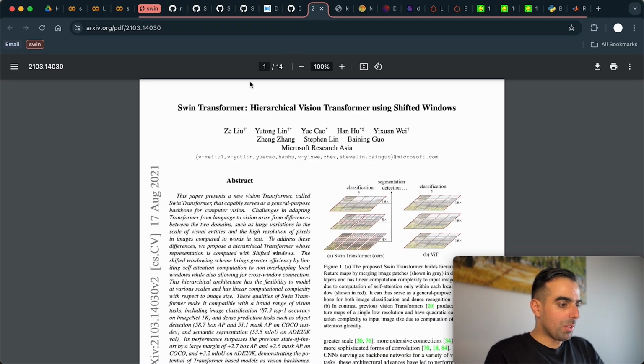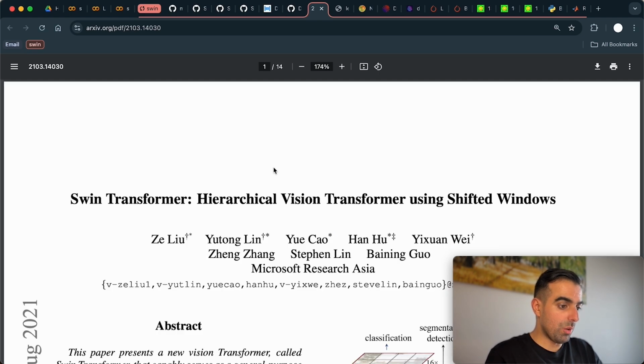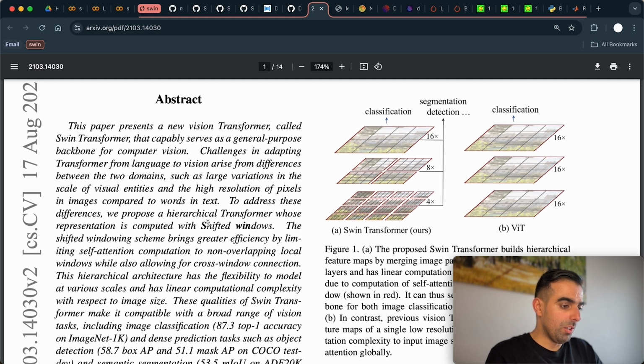So this is the paper. It came out in 2021. It's called Swin Transformer, a hierarchical vision transformer using shifted windows. So the name Swin came from shifted windows.